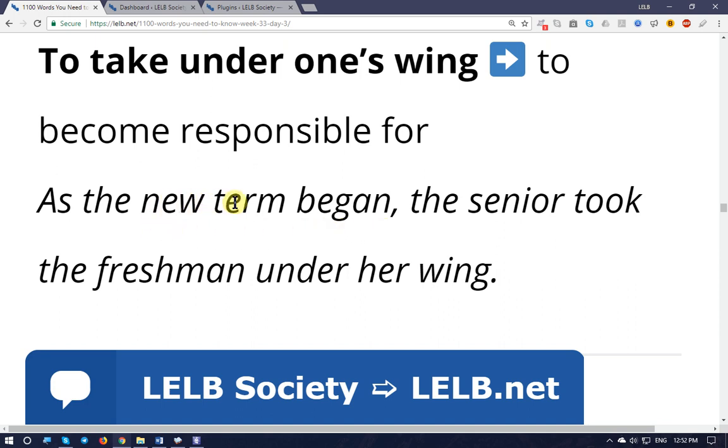So after the beginning of the new term or semester, the senior, that refers to actually the 4th grade in any college or university. Actually it goes on in this way: freshman, sophomore, junior, and senior. The senior took the freshman under her wing. Actually, she tried to help him or her, we are not sure, and to be responsible actually for familiarizing the new student with the curriculum or syllabus, to protect him or her and to be responsible for them.